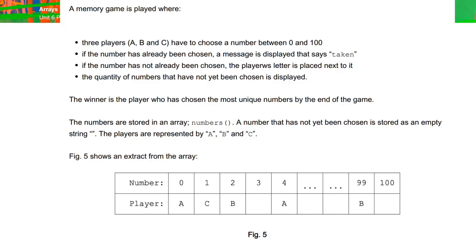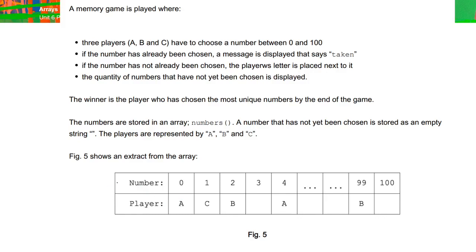The quantity of numbers that have not yet been chosen is displayed. So what it has to do then is display how many blanks there are. The winner is the player who has chosen the most unique numbers at the end of the game. The numbers are stored in an array numbers. A number that has not yet been chosen is stored as an empty string. The players are represented by A, B, and C.